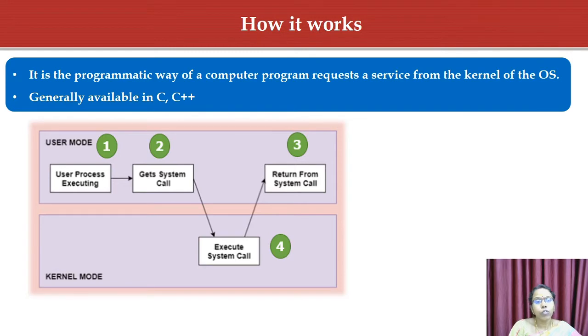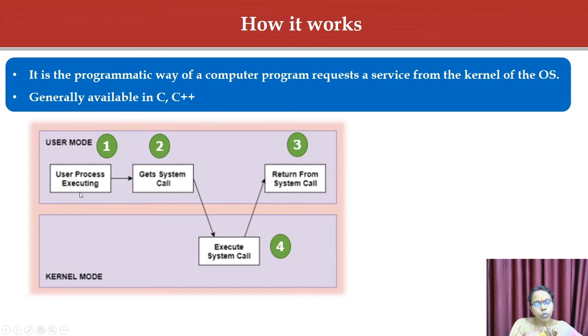Sometimes user programs need some services from the operating system. So user program executes in user mode, and sometimes it requests some services from the kernel mode. Then we need a software instruction, a set of instructions referred to as a system call. We definitely need the system call there. To switch over between the user mode and the kernel mode, it is the programmatic way in which a computer program requests a service from the kernel of the operating system.